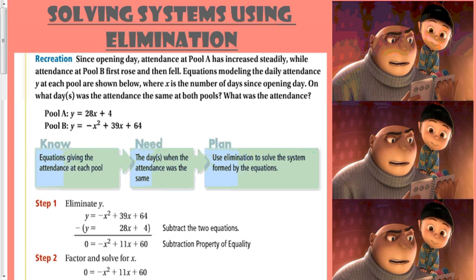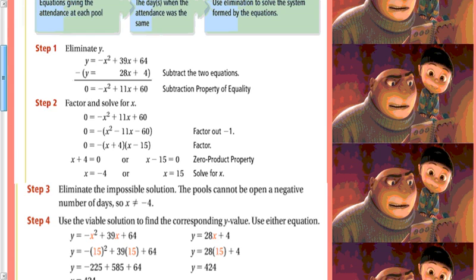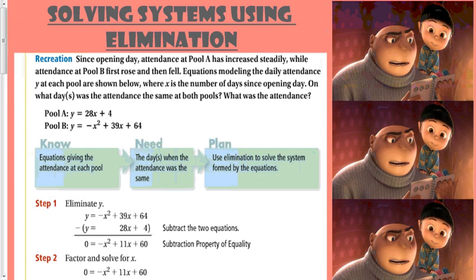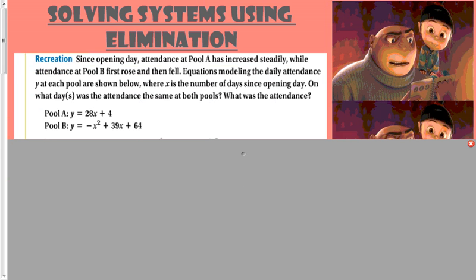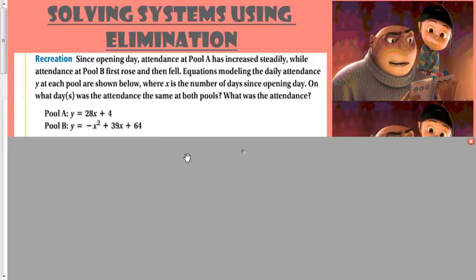Second method is the elimination method, which is very similar to the elimination method that we have done for systems of linear equations. So here's an example. It says, since opening day, attendance at pool A has increased steadily, while attendance at pool B first rose and then fell. Equations modeling the daily attendance Y at each pool are shown below, where X is the number of days since opening day. On what day or days was the attendance the same at both pools?